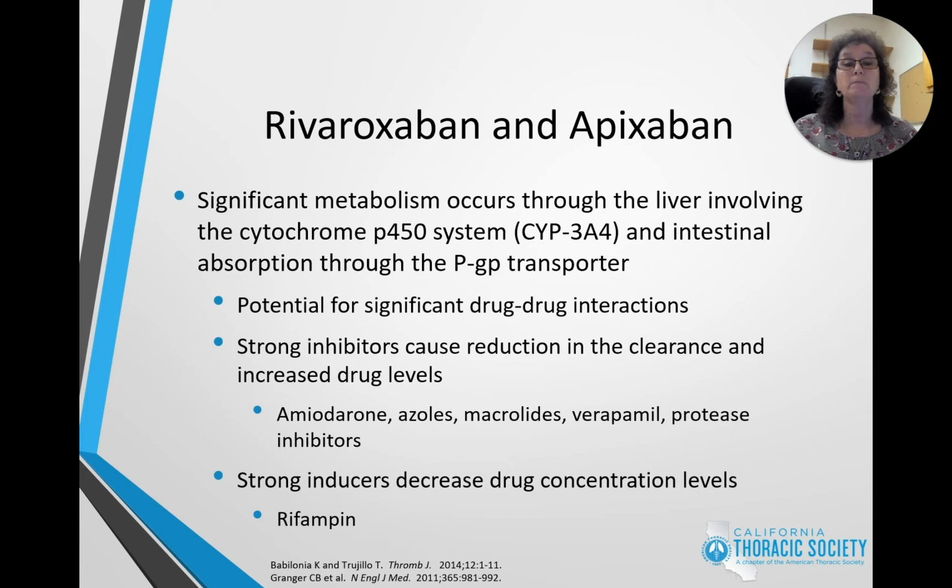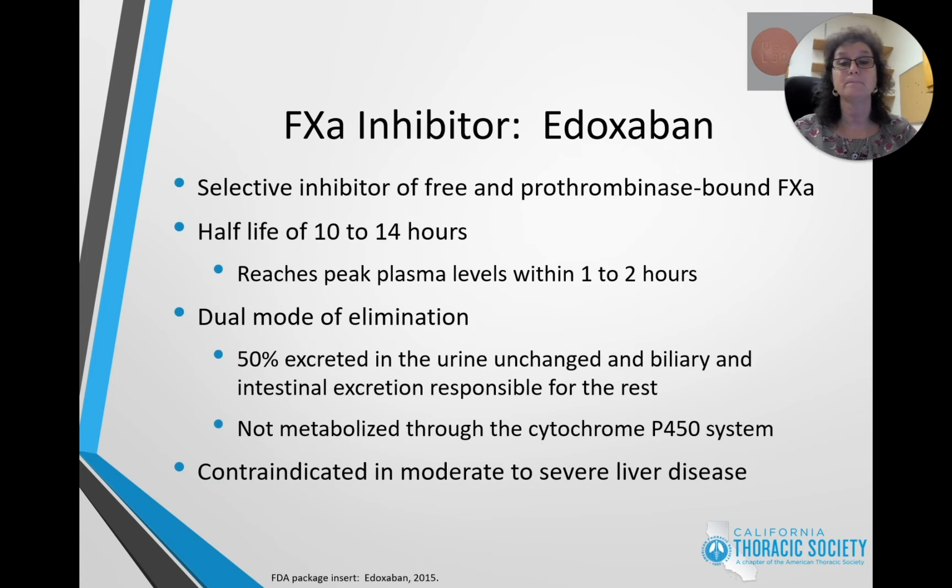Both rivaroxaban and apixaban undergo significant metabolism through the liver, involving both the cytochrome P450 system and intestinal absorption through the P-glycoprotein transporter. These are responsible for potential significant drug-drug interactions. Just like with dabigatran, strong inhibitors of either one of these systems will cause a reduction in the clearance of the drug and therefore increase drug levels. That includes, again, amiodarone, the azoles, macrolides, verapamil, and also the protease inhibitors. While strong inducers, such as rifampin, will actually decrease the drug concentration levels.